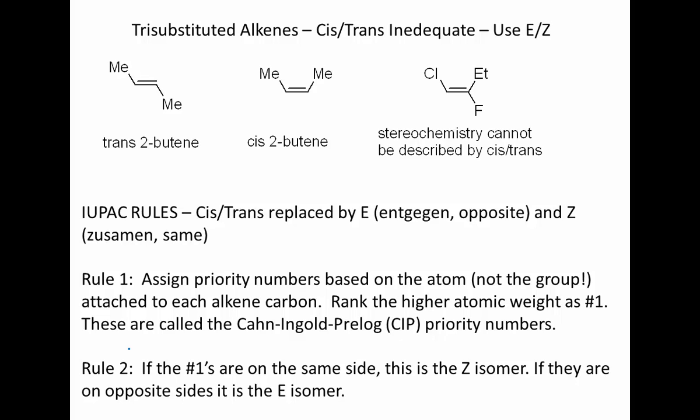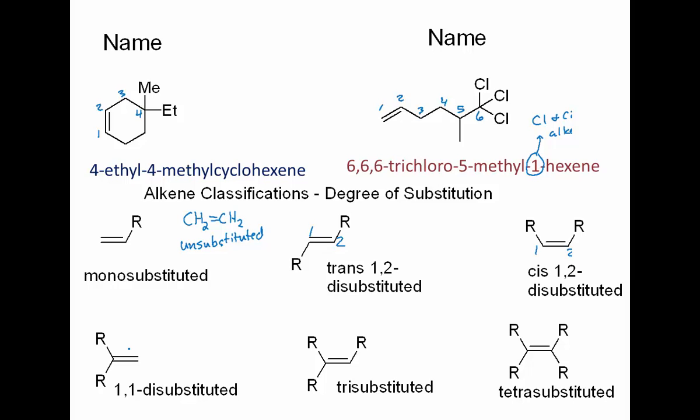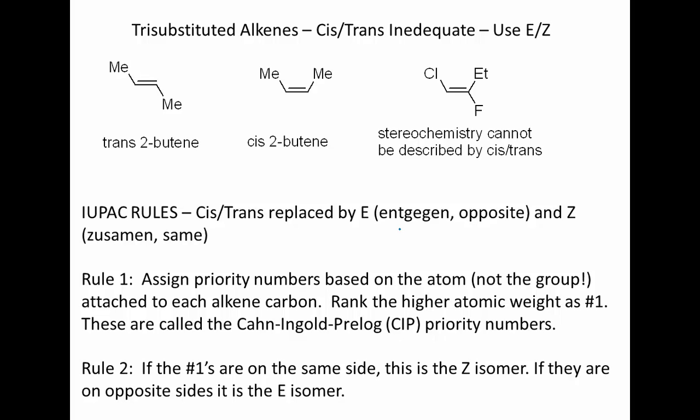Okay, so we had looked at cis-trans as being a good way to tell the difference between these two. But when you get to a trisubstituted alkene, cis-trans just doesn't work anymore. So this is now inadequate. We refer to the cis-trans nomenclature as the common nomenclature system. It's good enough to talk to another person and tell what you're talking about, but it's not part of the official name. The official name is going to use E and Z to replace cis and trans.